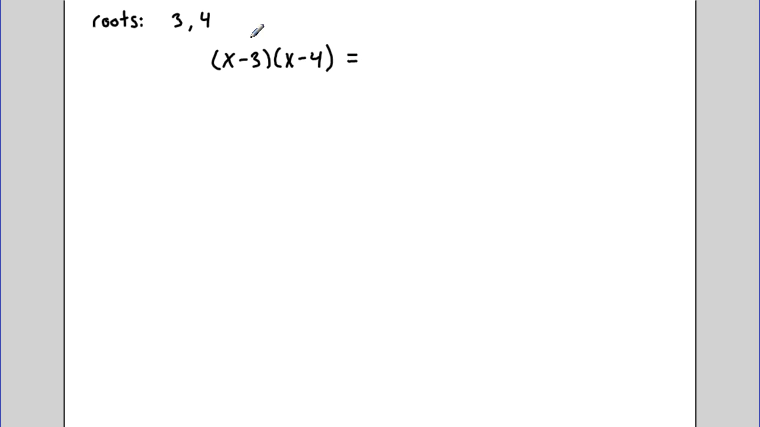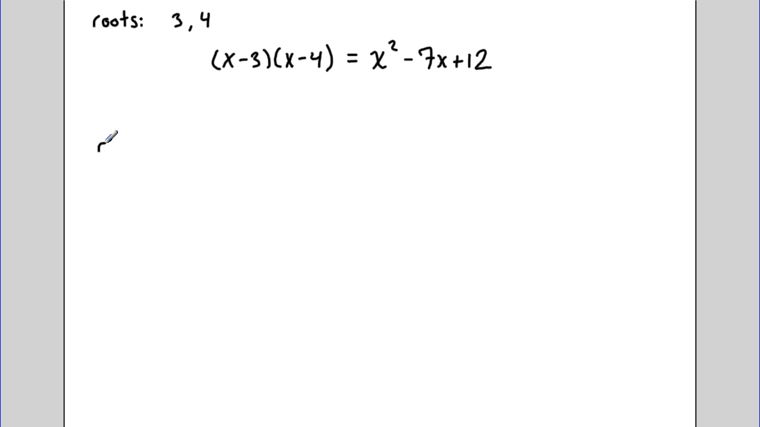And then we can just distribute out our two linear factors here, and we would get x squared minus 7x plus 12. And we can see that since we have two real roots to this equation, if we were to actually graph this function, it would cross the x-axis twice.